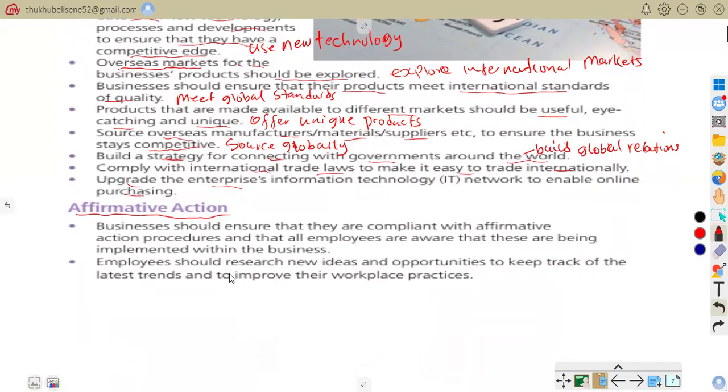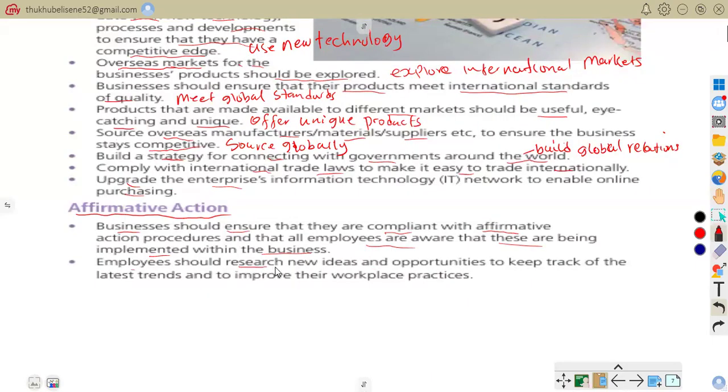So with affirmative action, that is a strategy for affirmative action. It says business should ensure that they are compliant with affirmative action procedures and that all employees are aware that these are being implemented within the business. So you follow what? Policies. It means you follow policies. Ensure fair employment practices. That is, for example, hiring from diverse groups. That is that.